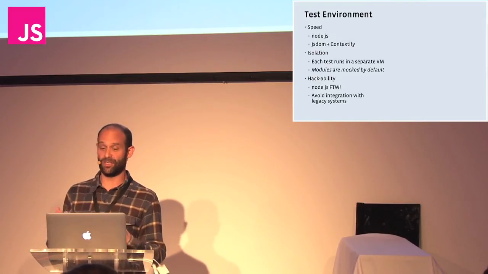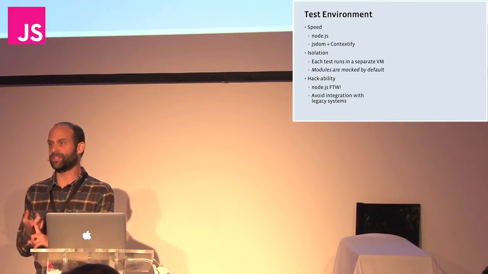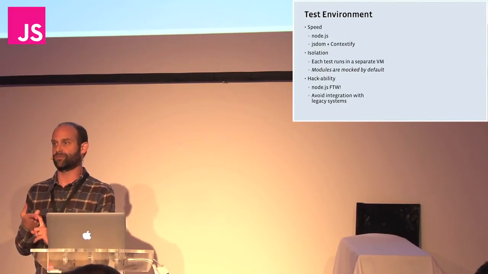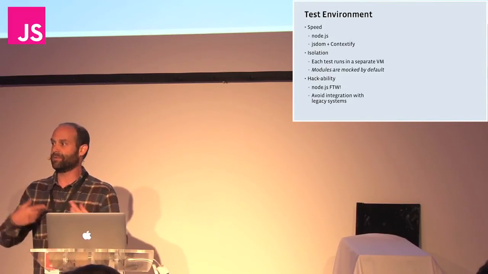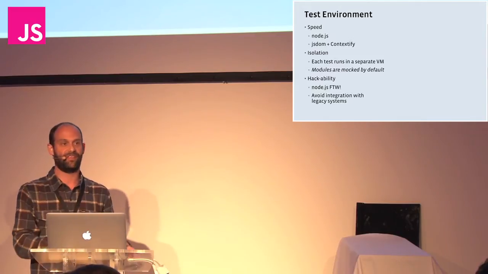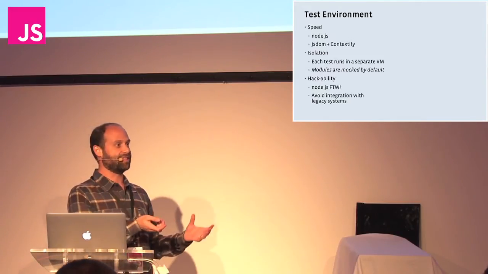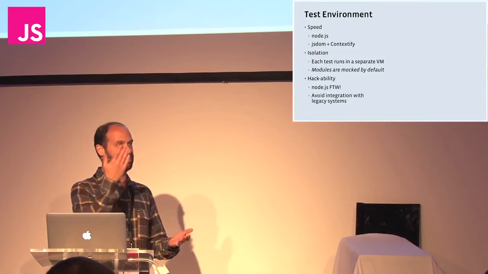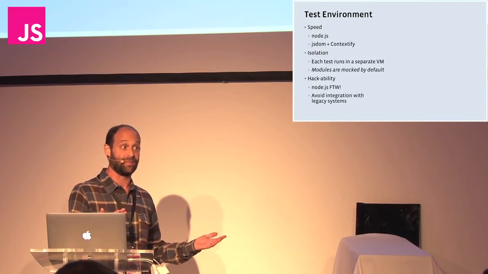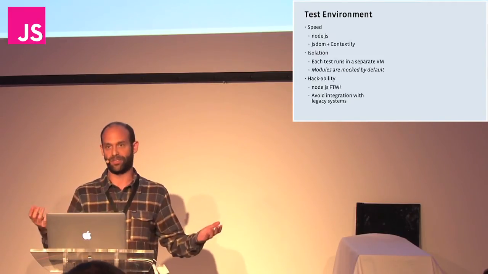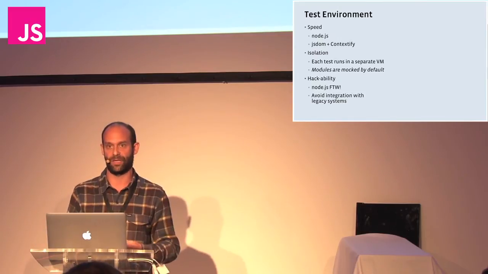For isolation, we did a couple things. One is we made it so that each test runs in its own VM, and that prevents cascading failures. Because I think if developers get used to the idea that unit test breakage doesn't necessarily mean that something's broken, they'll start to ignore it, and then the tests rot really quickly.